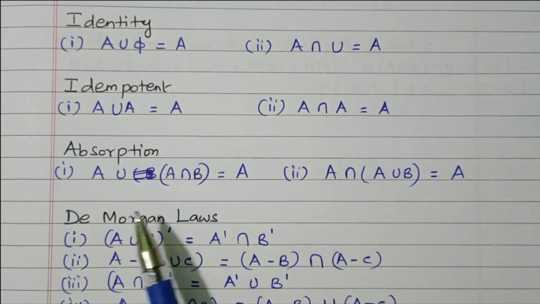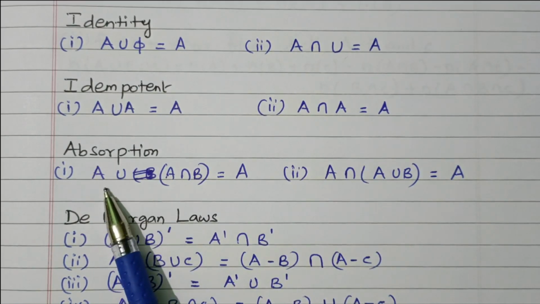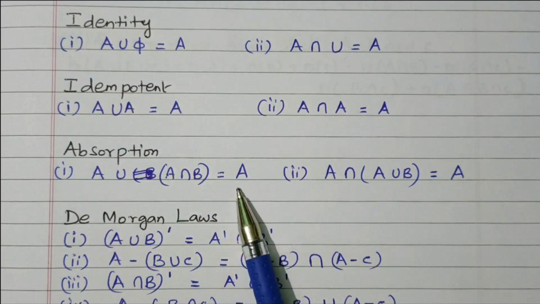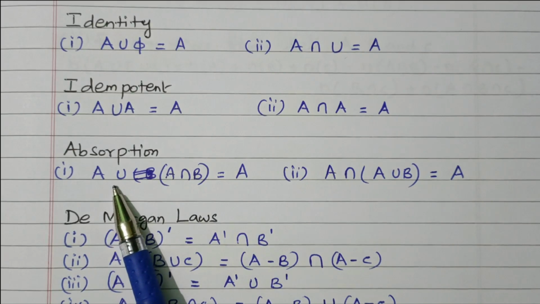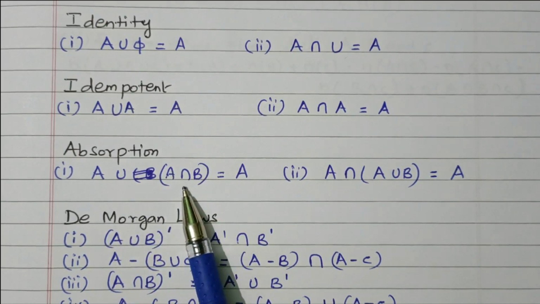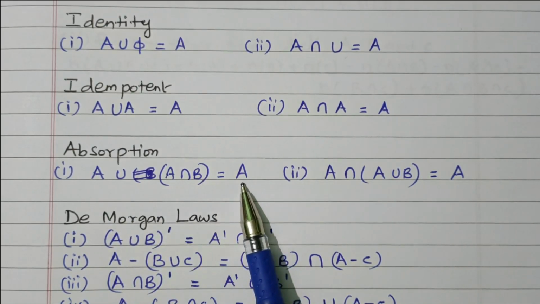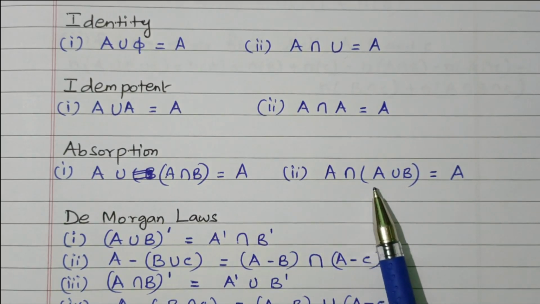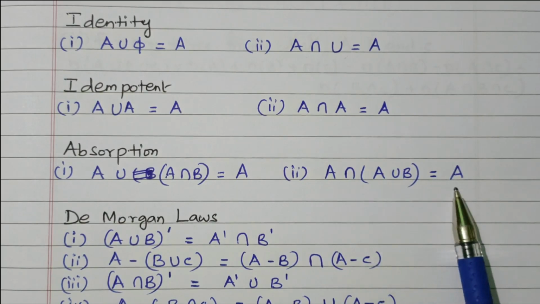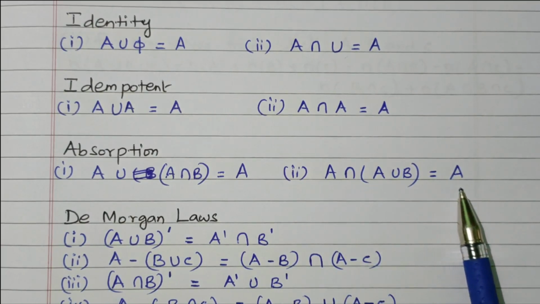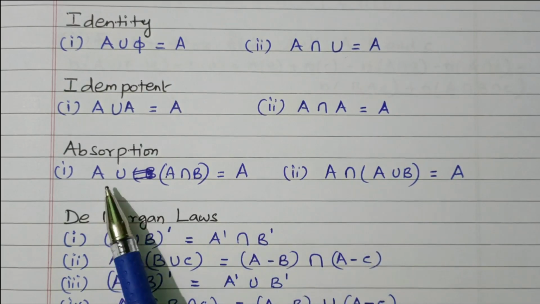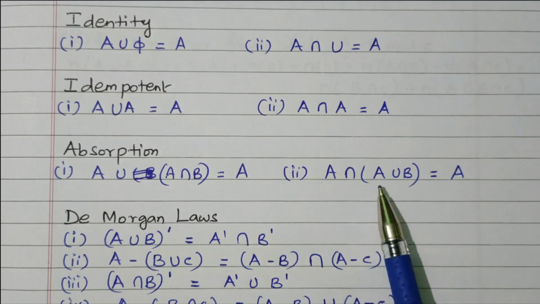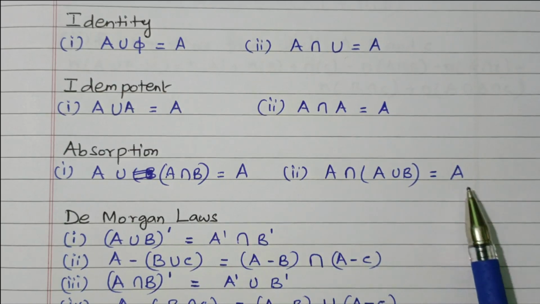Both are equal. Then absorption: A union of A intersect B equal to A, right? While A union A intersect B, we will get only A again. Similarly, A intersect of A union B will also give A only. So this property we can use while solving problems. A union B intersect B will give A only. A intersect A union B also will give A only.